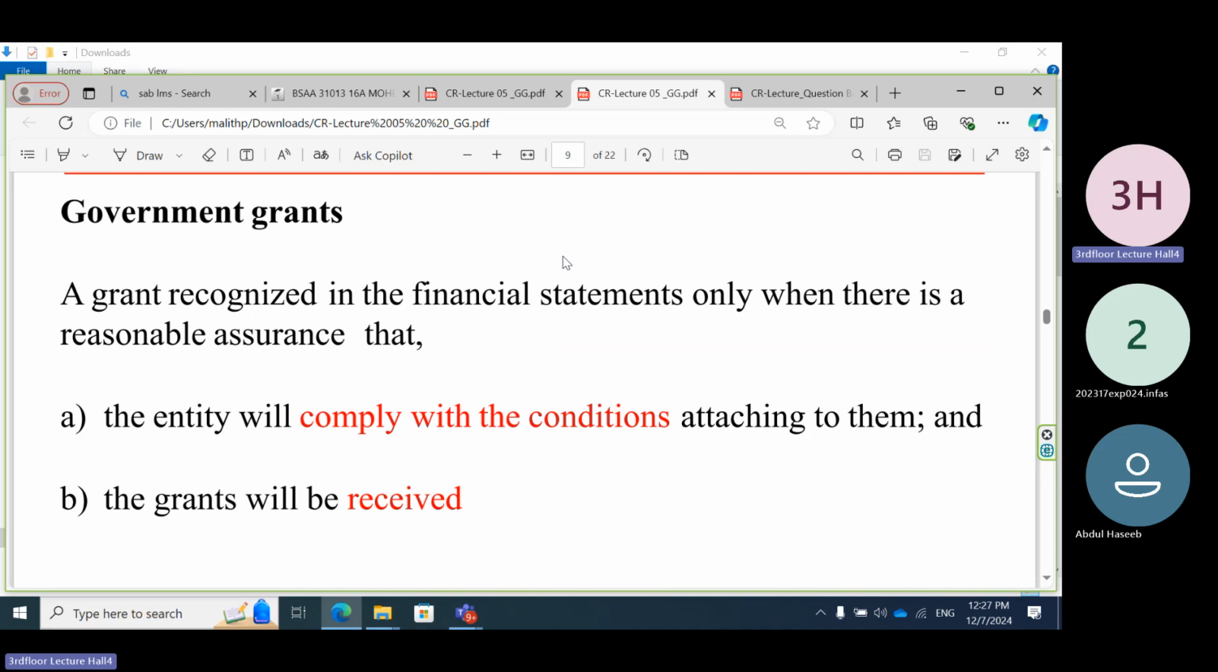The way we are going to account for it is the content we discussed. We have two approaches: the capital approach or the income approach. Then it's up to you to decide how to present that in the financial statements. Last week we discussed that we may have government grant or government assistance. A government grant should be accounted for. To be accounted for means we need to pass a double entry in the books.